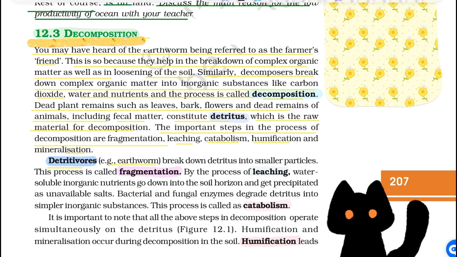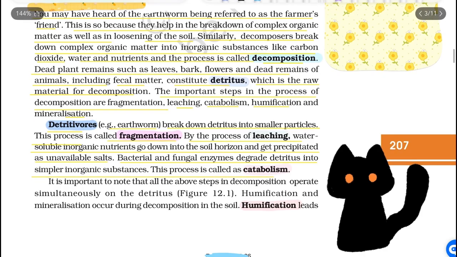Detritivores like earthworm break down the detritus into small particles. This process is called fragmentation. By the process of leaching, water-soluble inorganic nutrients go down into the soil horizon and get precipitated as unavailable salts. Bacterial and fungal enzymes degrade detritus into simpler inorganic substances. This process is called catabolism.